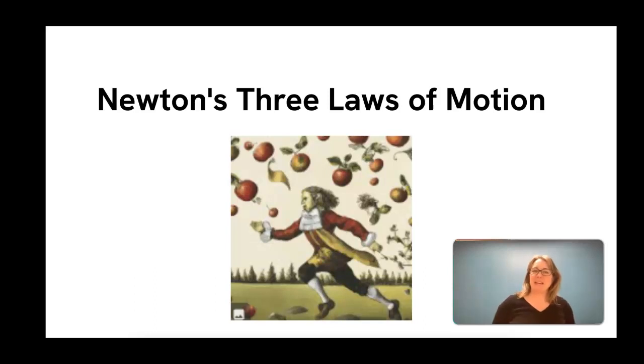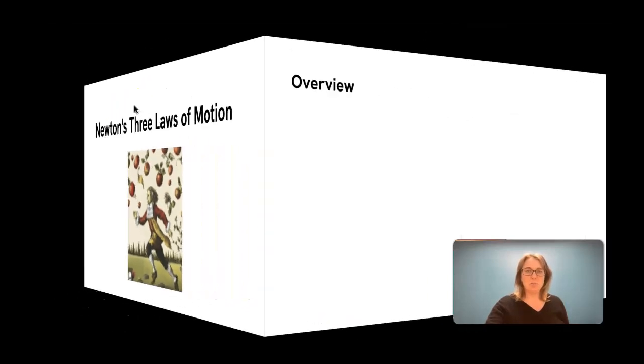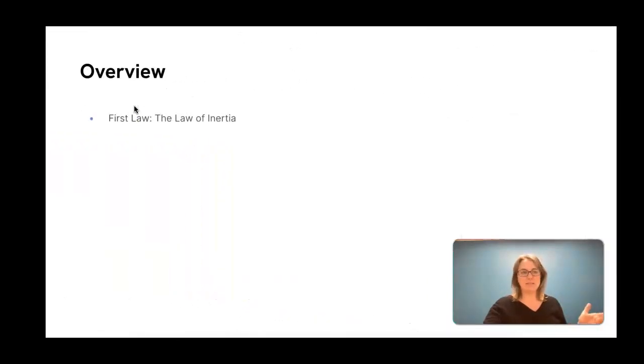All right, you are about to dive deep into learning about Newton's 3 laws of motion. So I just want to take this time to quickly give you an overview of how all these assignments are going to work together to teach you these concepts of the laws of motion. So I'm just going to cover in the slides.